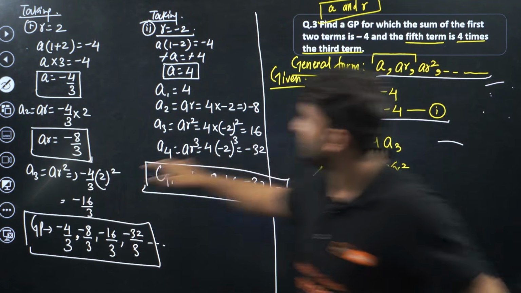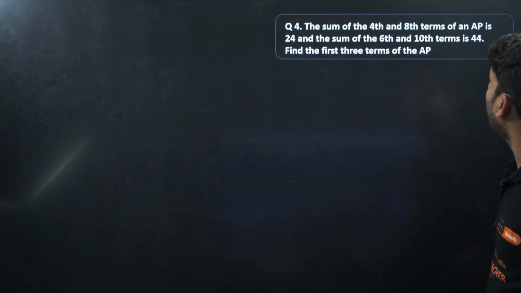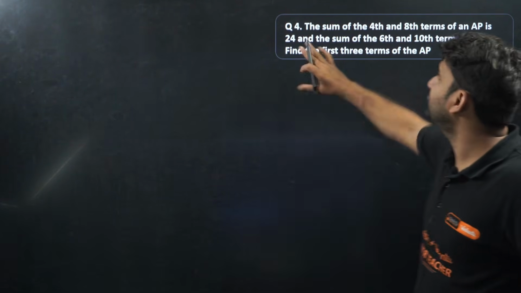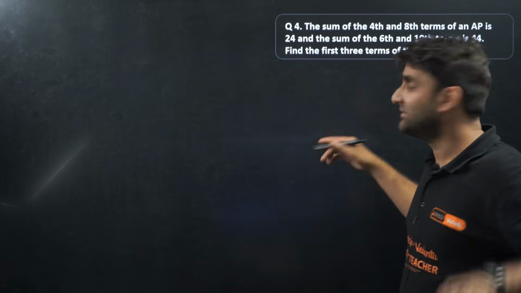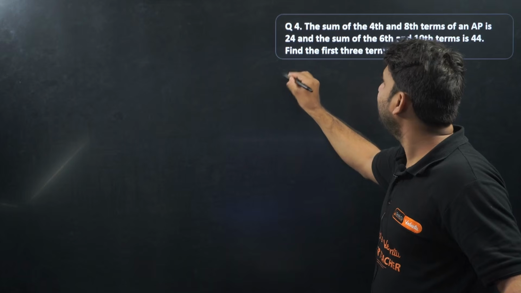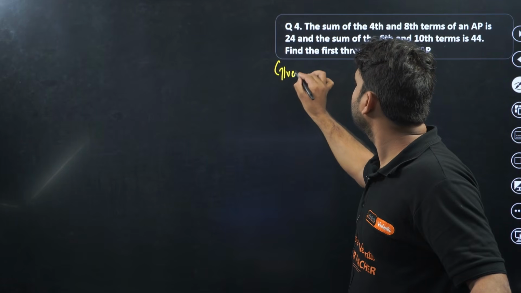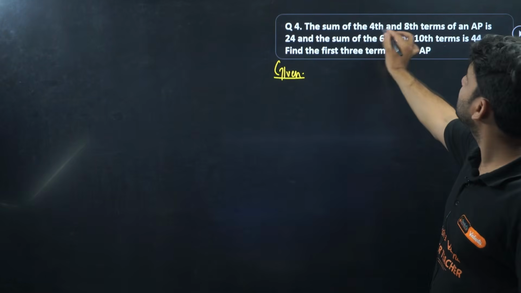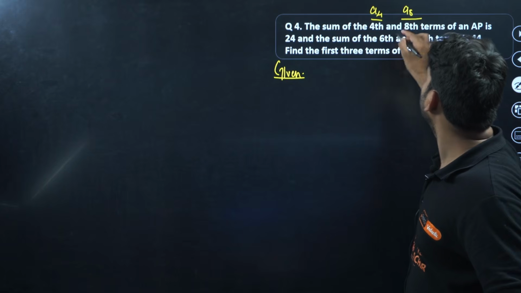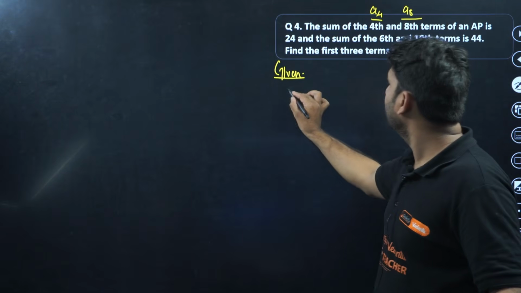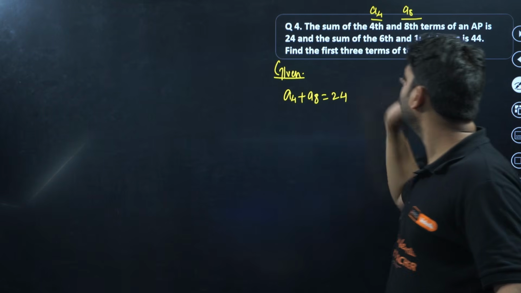What's going on, guys? Okay, question number 4. The sum of the fourth and eighth term of an AP is 24. Really very easy question. Write down the given information. What is given here? The sum of the fourth, A4, and eighth, A8, term of an AP is 24. So A4 plus A8 is equal to 24.